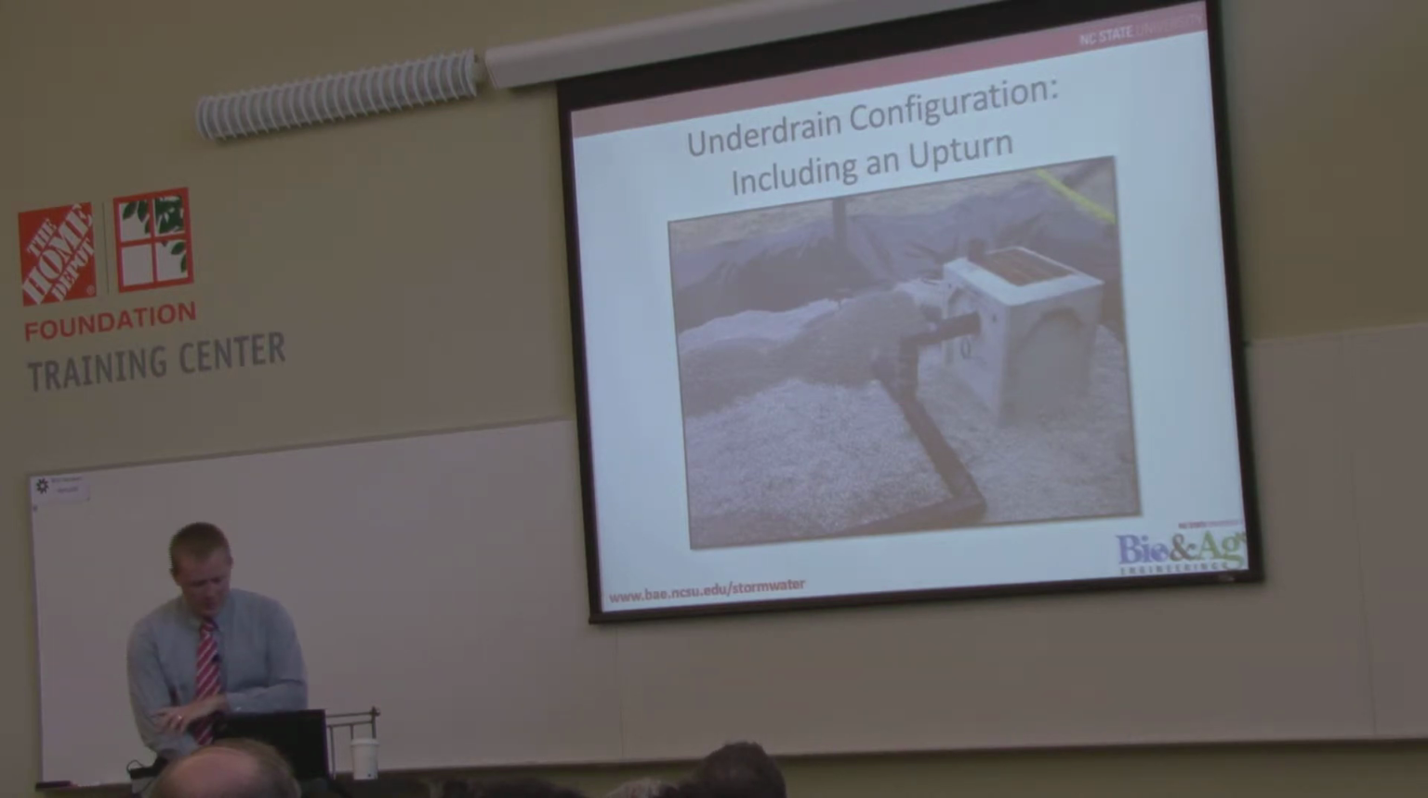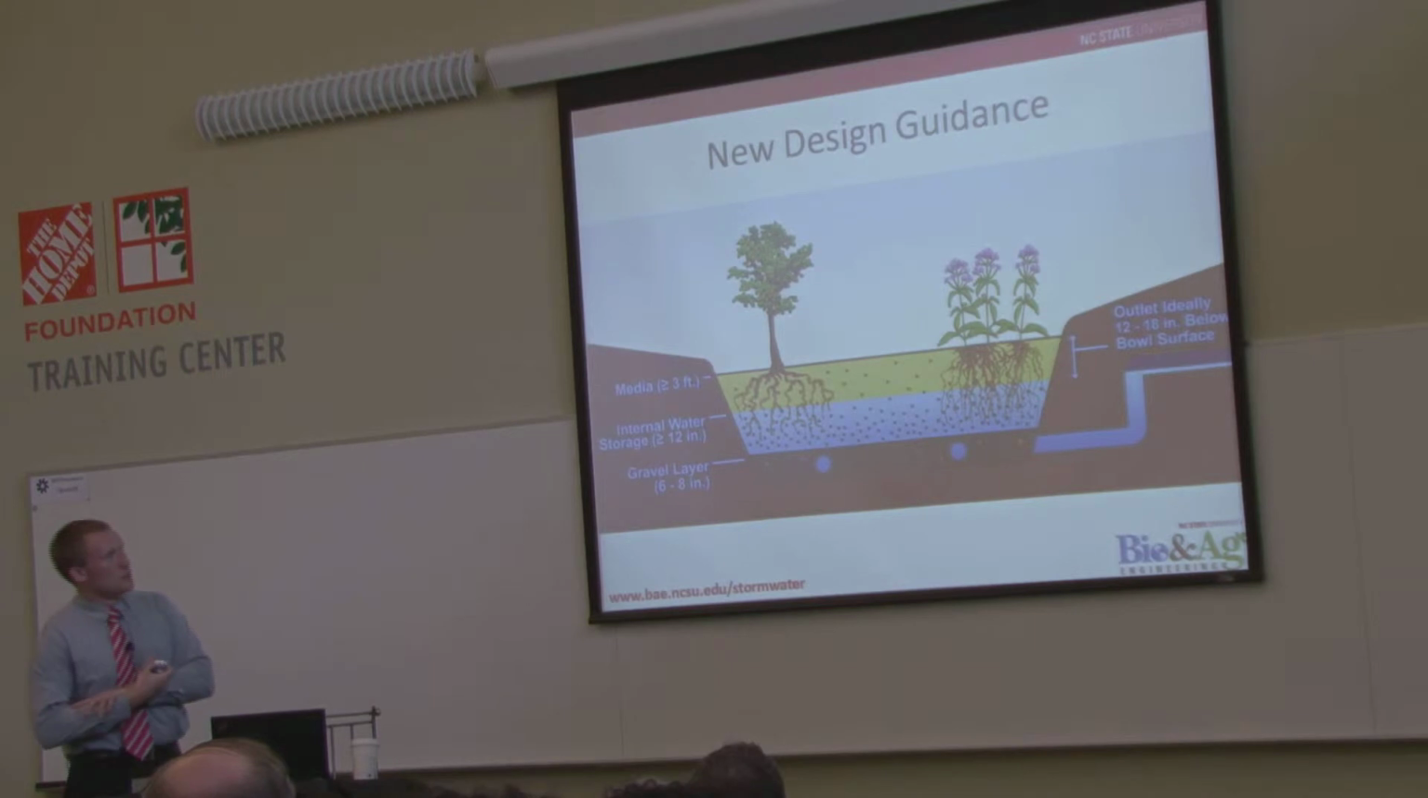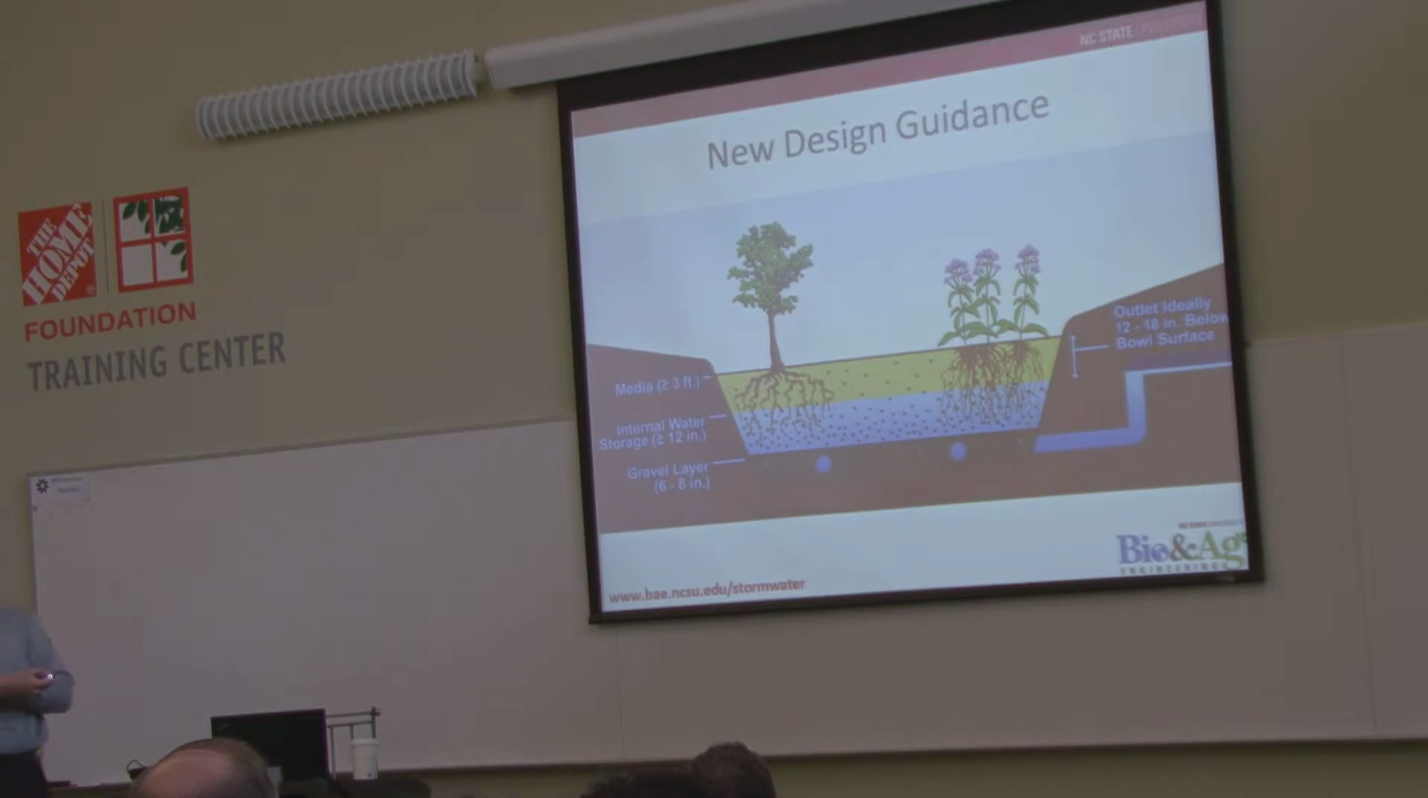Again, we've got a 90-degree elbow here. So this is our new design guidance cross-section, gravel layer with an internal water storage zone. Typically, it's greater than 12 inches, 18 or 2 feet. You do need 3 feet of media, really, to pull this off.